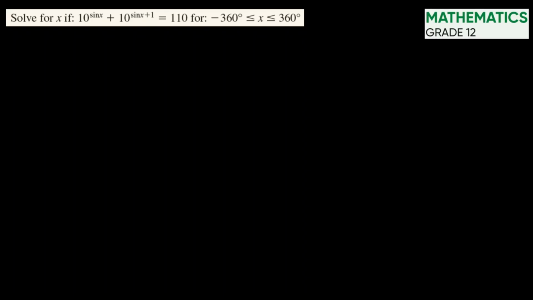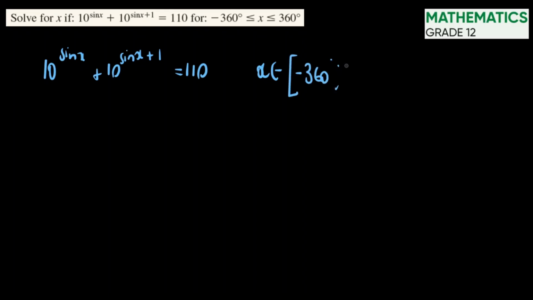So in this question, we're given that we need to solve for x if... So what do we do if that's the case? And if you pay attention, you'll see that we're also given an interval. So what do we do when we're given such a situation? We're given that 10^(sin x) plus 10^(sin x + 1) is equal to 110. And then we need to find the x values for which x lies between negative 360 degrees and 360 degrees. So that's our interval that we need to find values for.